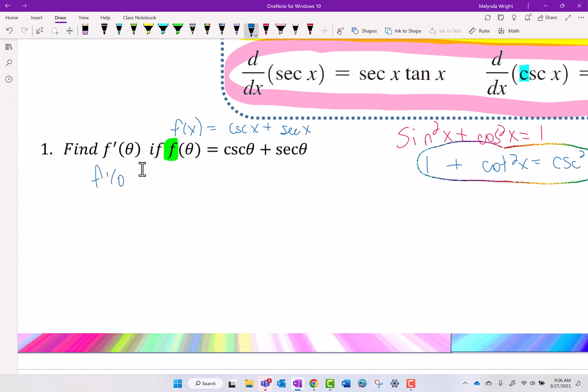So f prime of theta equals, so the derivative of cosecant, it's a c, so the derivative is going to be negative. The derivative of cosecant is negative cosecant cotangent, plus, okay, then the derivative of secant is secant tangent.